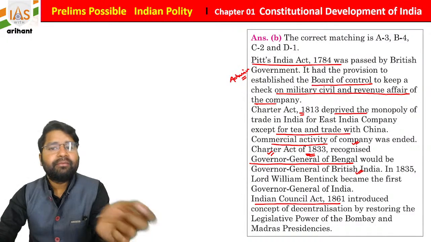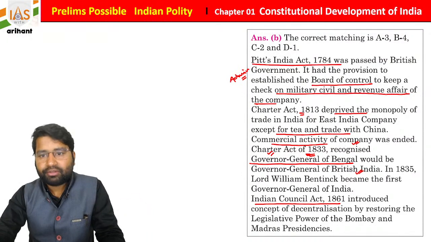So tomorrow we will meet at the same time to continue this series, constitutional development of India.